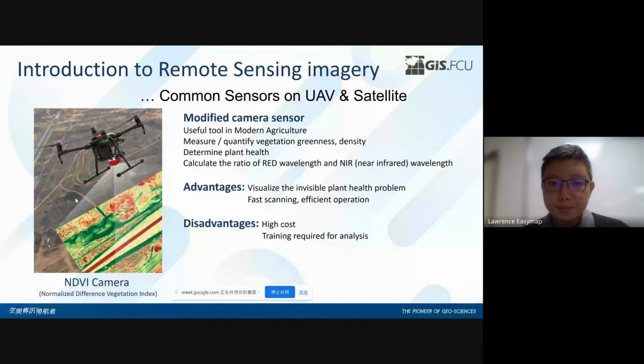And so for the advantage of such a sensor, the operator or the farmer can visualize some invisible plant health problems very quickly. So the drone scans the farmland quickly, and you can have the result. But there are some disadvantages. For example, it is high cost. The sensor itself is quite expensive, and you need to be trained in order to analyze the results of the farmland.